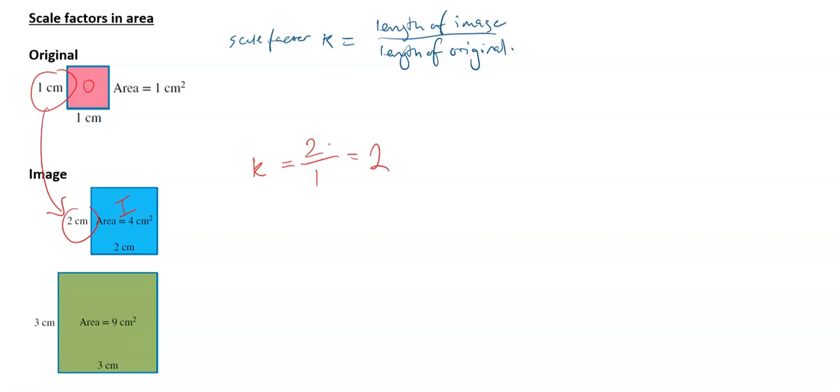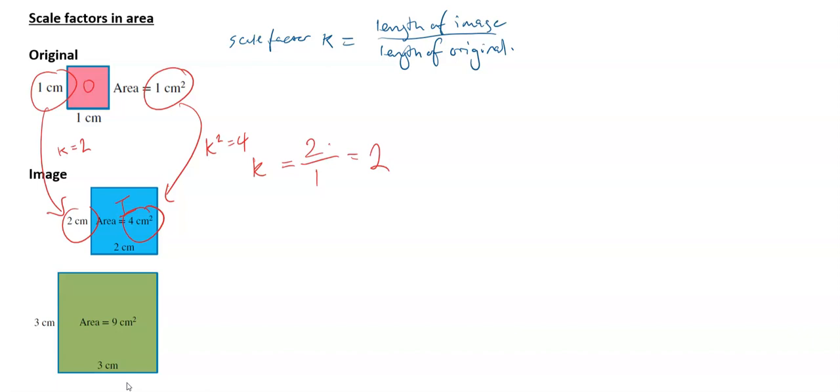But if we look at the area, what does the area do? It goes from 1 centimeter squared up to 4 centimeters squared. So it doesn't go up by 2, it goes up by 2 squared. So if the length goes up by times k equals 2, the area scale factor, k squared, equals 4. So it goes up by the exact same scale factor that the length does, but you square it, and that's what gives you the new area.